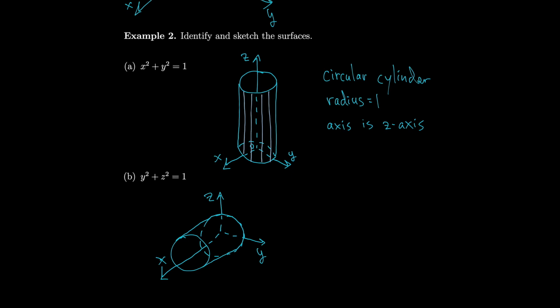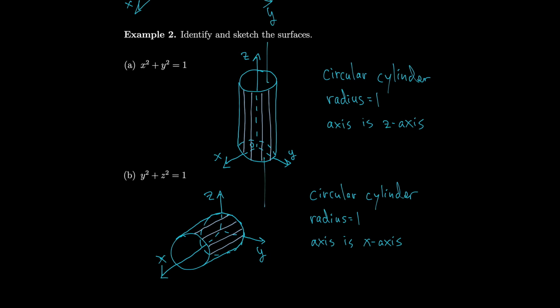Then I could draw rulings. And notice those are all going to be parallel to the x-axis in this case. Okay, so that's again a circular cylinder. Our radius is still 1. However, our axis is now the x-axis. Remember that this is infinite on the top and bottom. So is this, infinite. I'm just drawing a slice of the cylinder, basically.